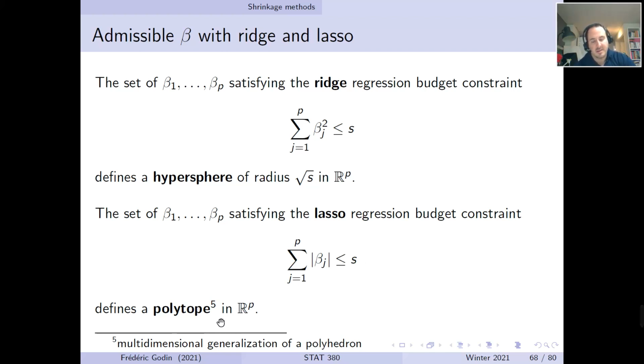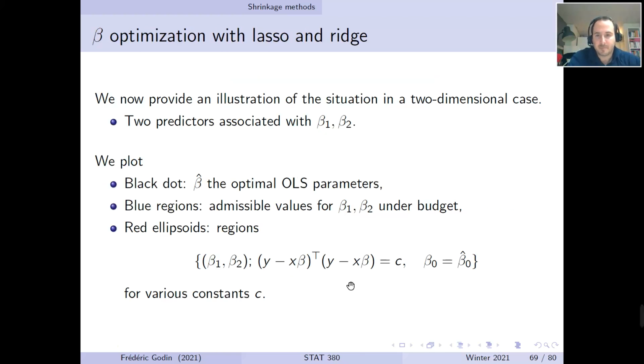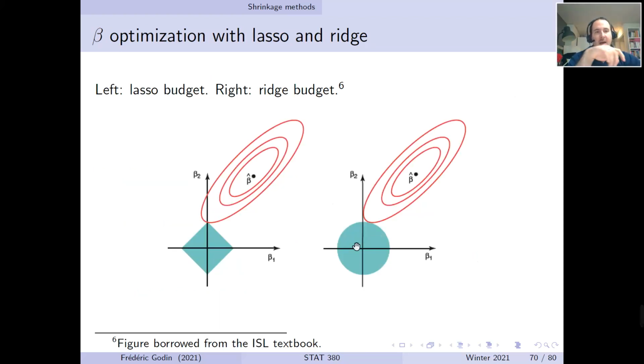Okay, so this is a multi-dimensional generalization of some polyhedron. But what do we mean by that? Again, these are complicated terms, but you might think of them as diamonds. So if you are in R2, then this is some diamond. And we're going to see an example next. Okay, before that, I'll just skip one slide. I'll illustrate explanations with figures here.